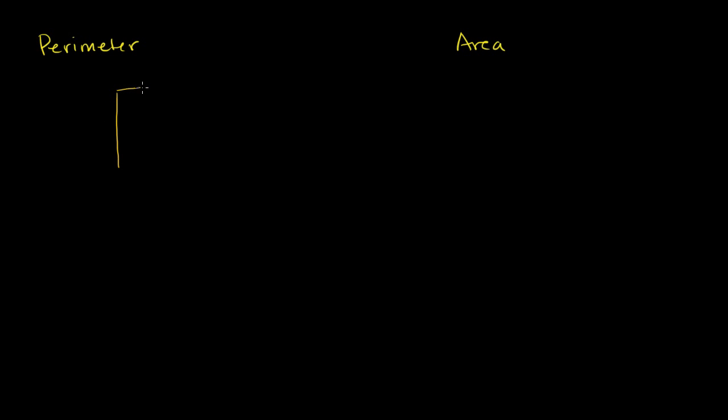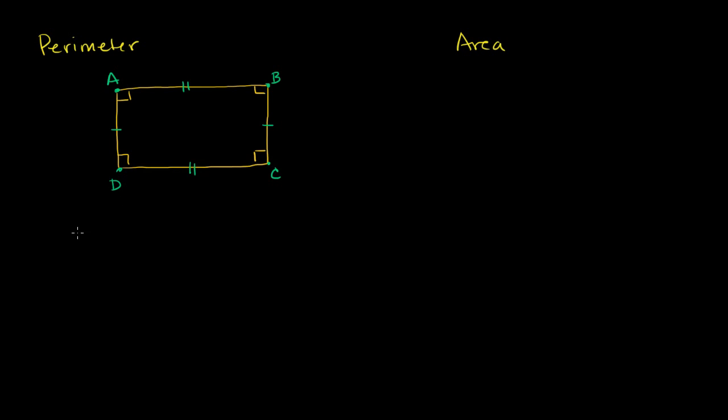A rectangle is a figure that has 4 sides and 4 right angles. So this is a rectangle right here. I have 1, 2, 3, 4 right angles, and it has 4 sides, and the opposite sides are equal in length. So that side is going to be equal in length to that side, and that side is equal in length to that side. And maybe I'll label the points A, B, C, and D.